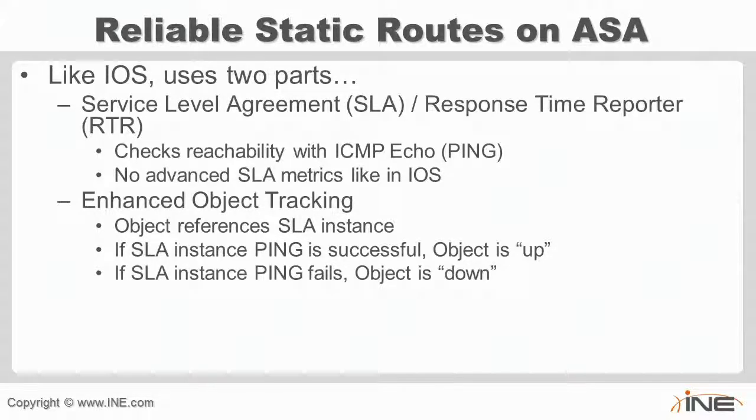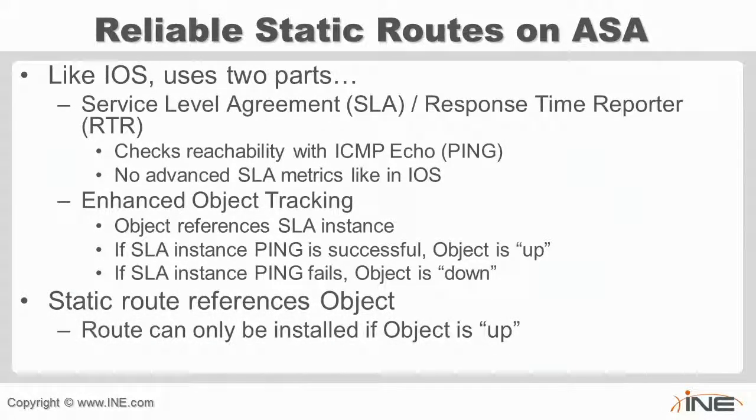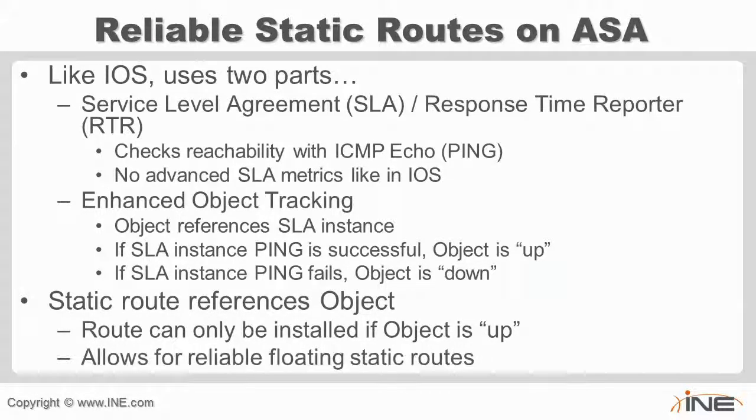Now, the whole point of using this feature is that you then reference the object from a static route, and the route can only be installed if the object is up. So what this allows you to do is do reliable floating static routes, or to do reliable ECMP if you have multiple default gateways that are reachable on the same LAN segment.